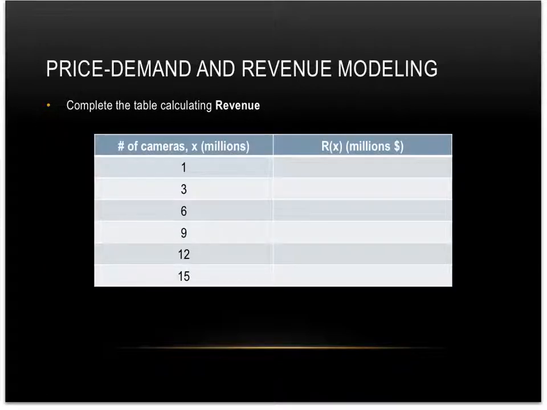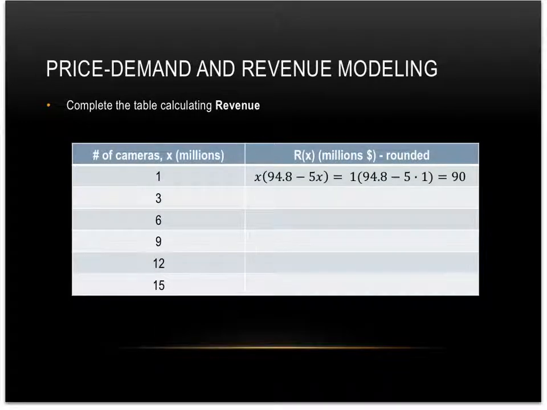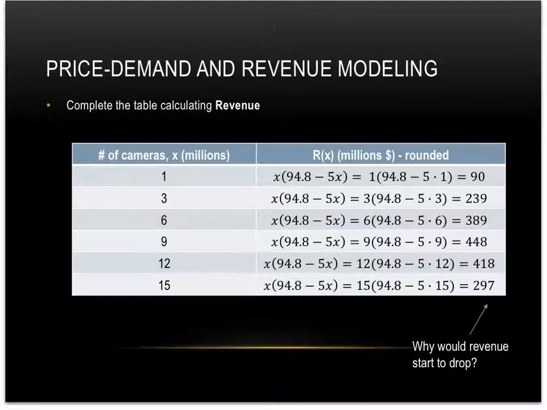All right, let's complete the table calculating revenue. Revenue is X times the price function that we had. And so everywhere I see an X, I plug in a 1. So number of cameras 1, and this of course is in millions, then I would get my revenue. I can do the next by plugging in 3, and so on, to plug in all of these.